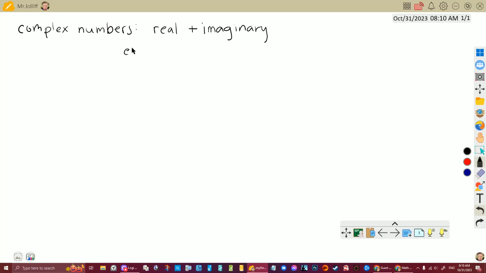So for example, 2 plus 3i, or 5 minus 4i. So complex numbers are a combination. Complex numbers can have a real part that's 0. It's just imaginary. If the imaginary part is 0, then we're just looking at real numbers on the number line.